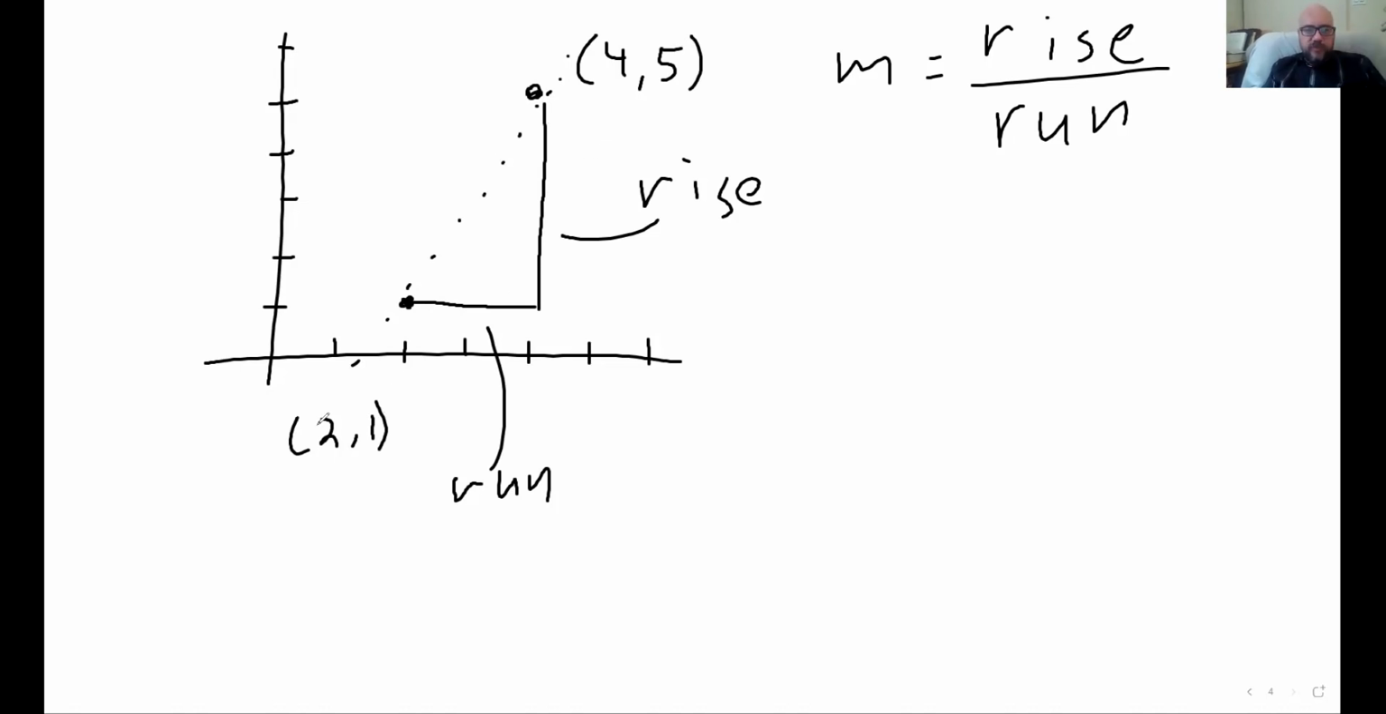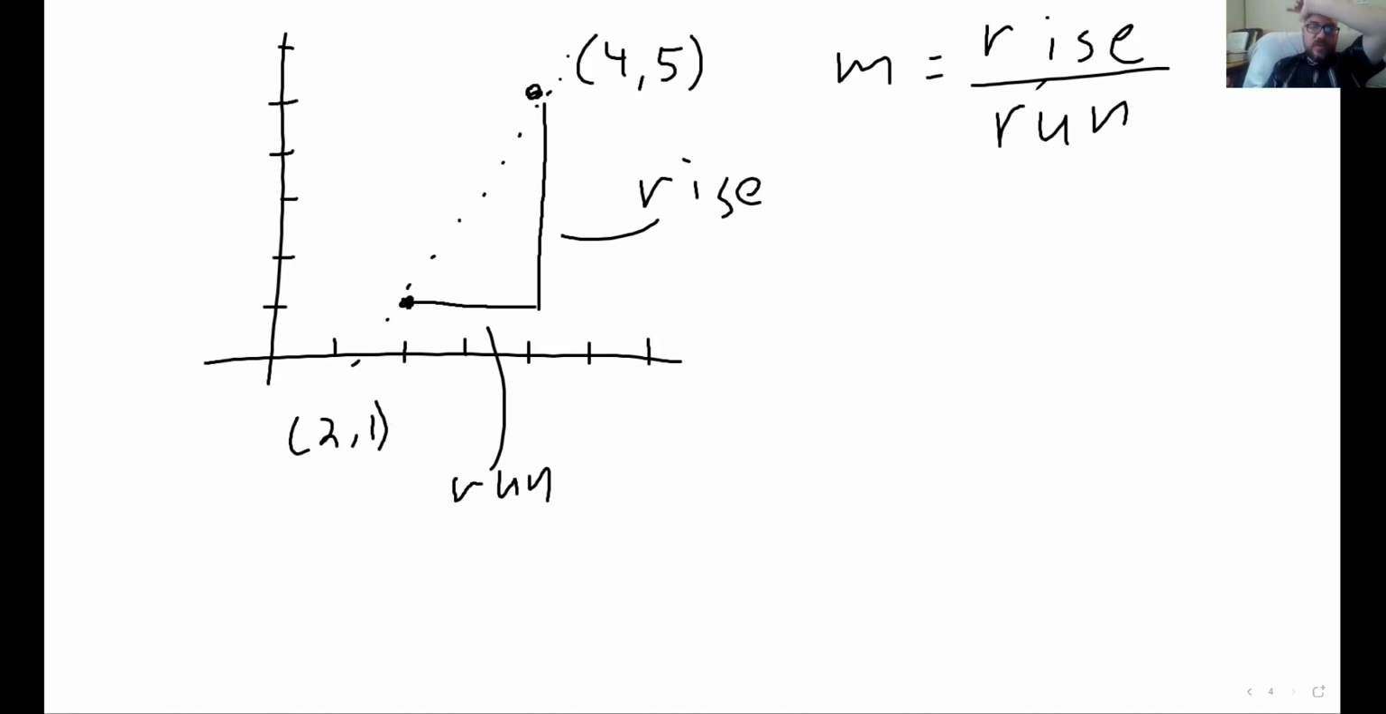And then similarly for the x coordinates, you want to know what the run is. It went from 2 to 4, right? The x coordinate here is 4, the x coordinate here is 2. So the run is clearly 2. So the way we're finding those is we're subtracting. We're taking 5 minus 1 to get 4, and 4 minus 2 to get 2.